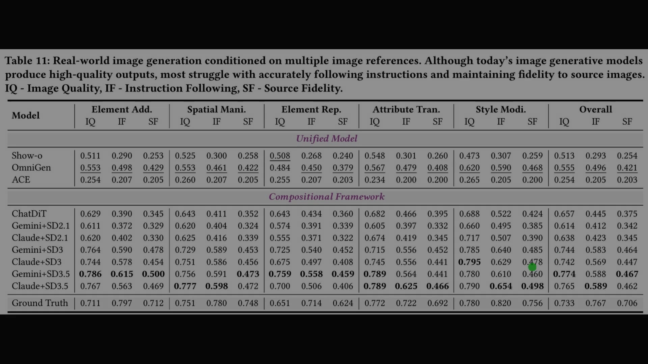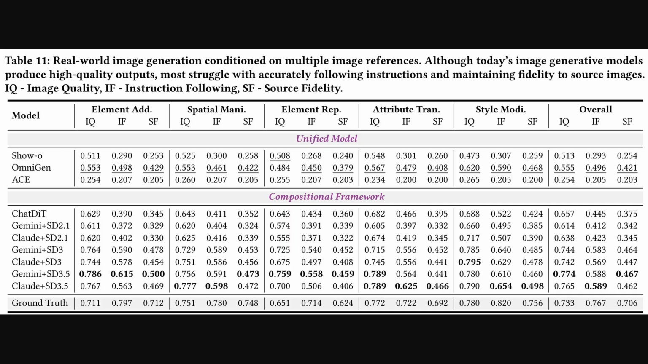Now, this table summarizes real-world performance across tasks like element addition, spatial manipulation, element replacement, attribute transfer, and style modification. Scores are split into image quality, instruction following, and source fidelity, which lets us see where systems fail because high quality can hide poor adherence. Unified models cluster mid-pack, with OmniGen strongest overall but still trailing on fidelity. Compositional setups with a perceptor and a generator push image quality higher, yet they often drop instruction following and fidelity. The ground truth row anchors the upper bound.